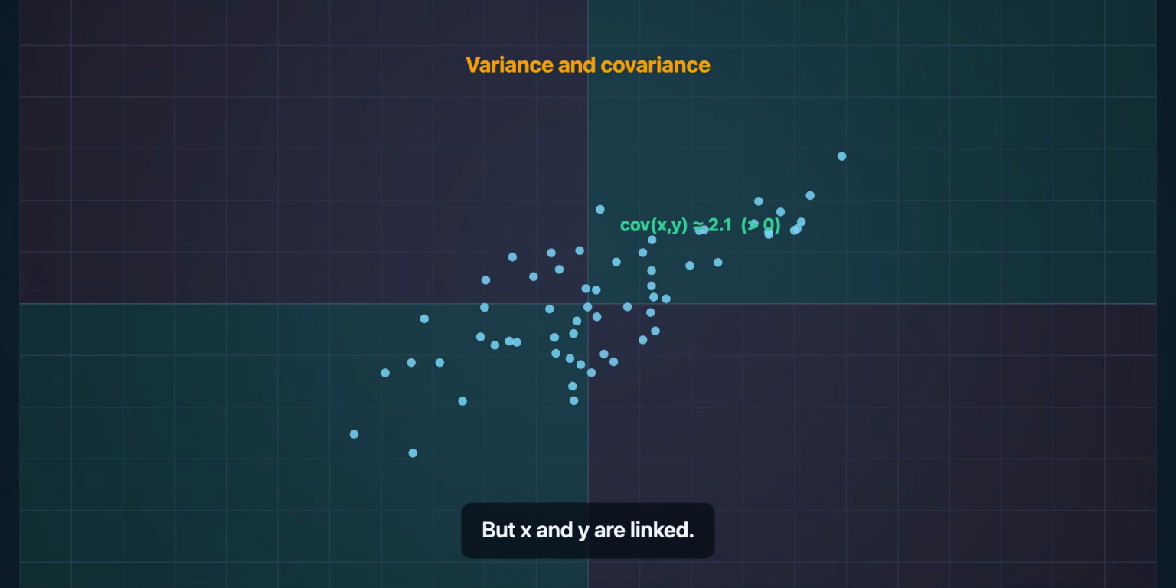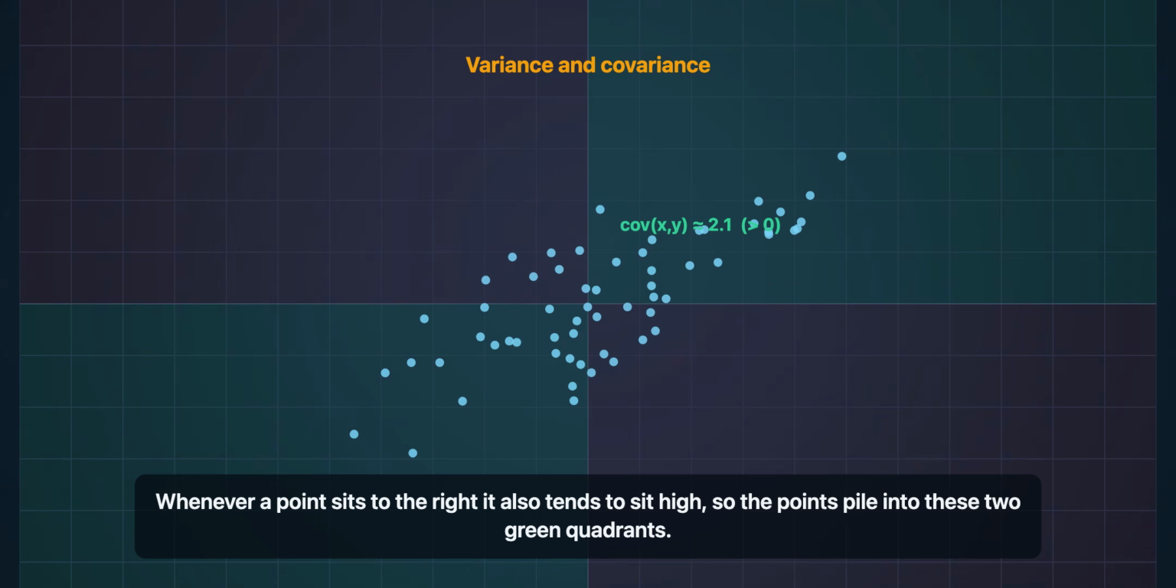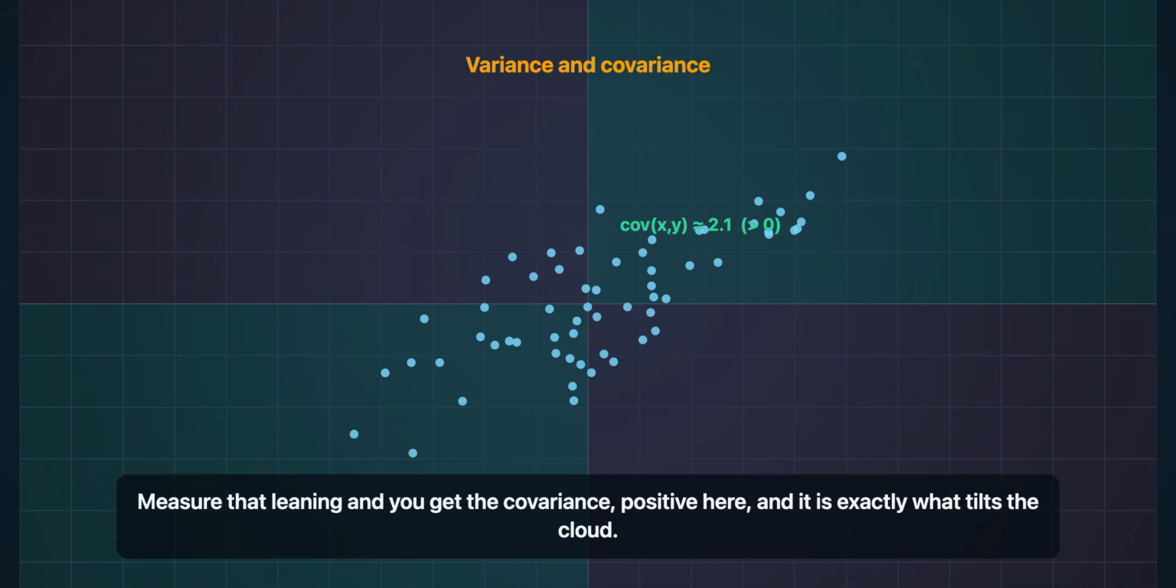Flatten onto the vertical axis instead in orange, and the range is far smaller, the variance in y, but x and y are linked. Whenever a point sits to the right, it also tends to sit high. So the points pile into these two green quadrants. Measure that leaning, and you get the covariance, positive here, and it is exactly what tilts the cloud.